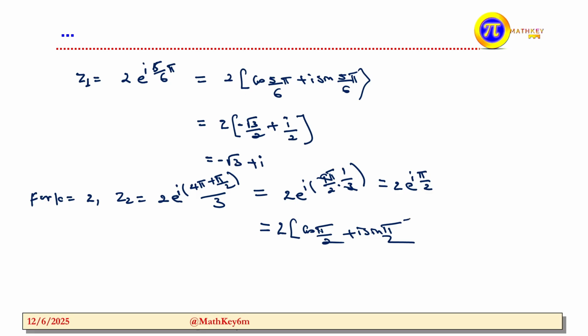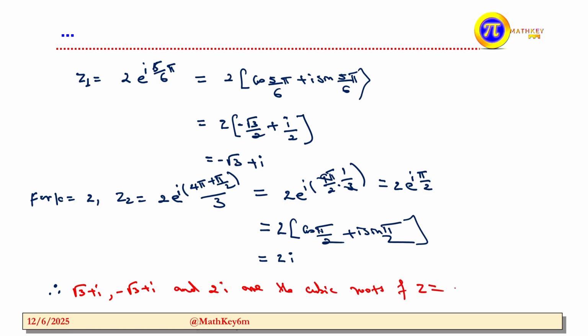You are familiar that cos pi over 2, that is 90 degrees, in this case cos is 0. This is 2 times 0, and sine pi over 2 is 1. This becomes 2i. Therefore, the cube roots of our complex number are root 3 plus i, minus root 3 plus i, and 2i, which are the cubic roots of z equals 8i. Making the cube of each of them, you can check whether it is equal to 8i or not.